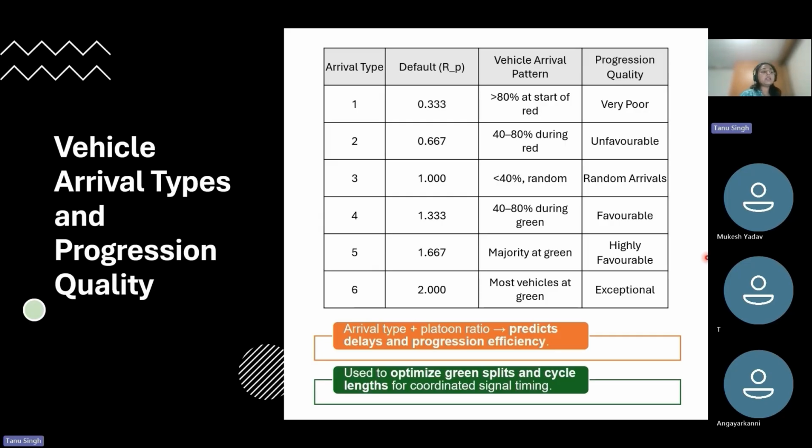Knowing the arrival type and platoon ratio helps us predict the delay and also optimize the green splits for better coordination along a corridor. So this is essential for signal design and traffic efficiency. This was all about the summary of the week 6 lectures. Before moving ahead, does anybody have any doubts regarding the summary of the week 6 lecture?